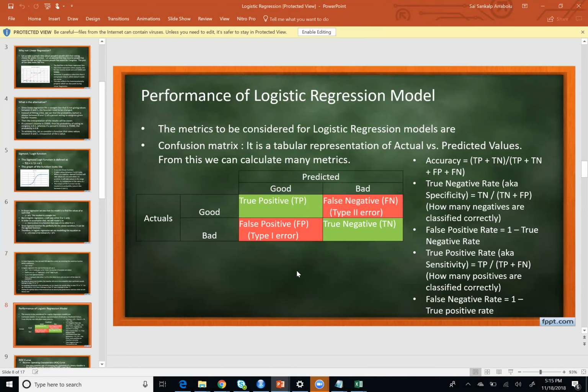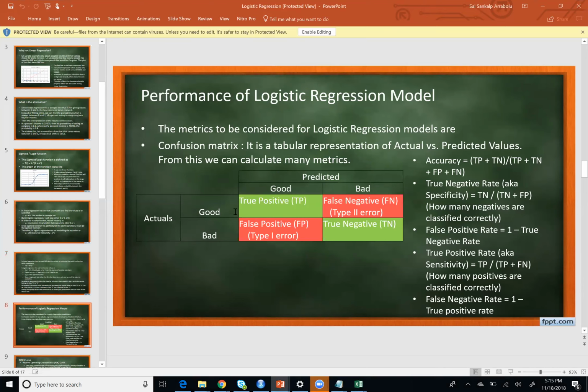False positive is the other way around. They use this a lot in data science. The way you decode it is that the second term is what you have predicted. Positive means you predicted it as good, but it is false, which means you have predicted something bad as good.